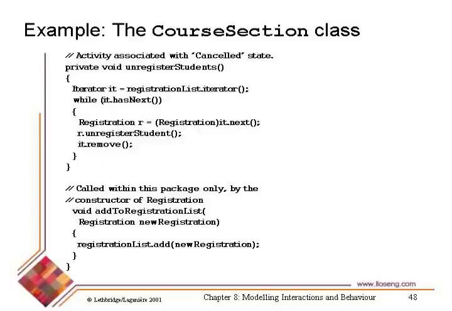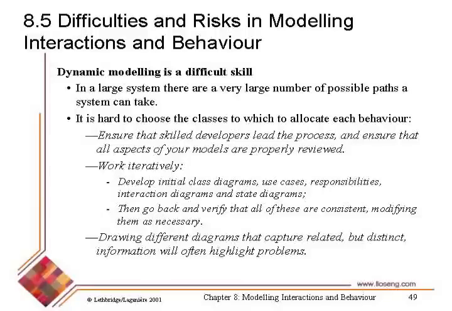I want to just wrap up today quickly by mentioning difficulties and risks in modeling interactions and behavior. The main difficulty is that this is a difficult skill, okay? There are many paths that you can take around state diagrams. You have to learn to read state diagrams by looking at all the outgoing transitions, understanding all the conditions that can occur, understanding all the guard conditions. Get used to it. There will be questions about this on the exam.